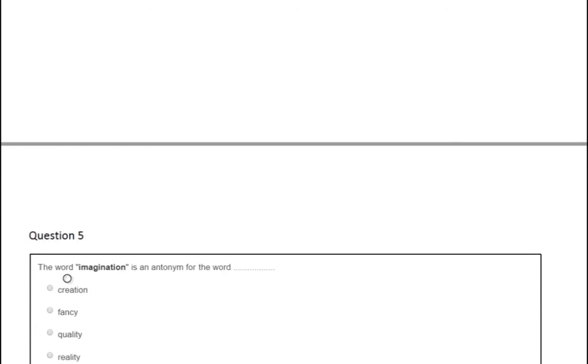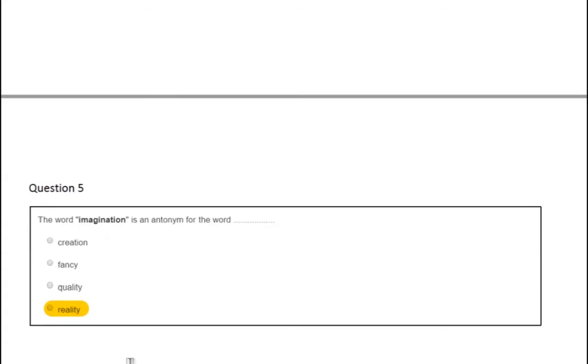Question number 5: the word imagination is an antonym for the word, you see, it is an opposite for the word. Imagination has the same meaning as fancy, but it is opposite to reality.